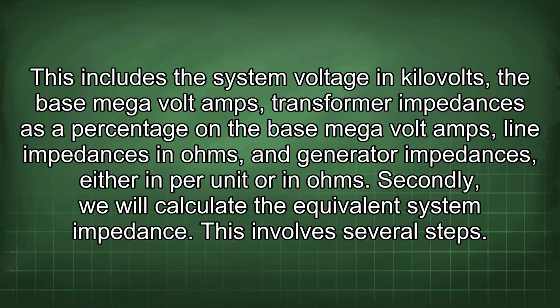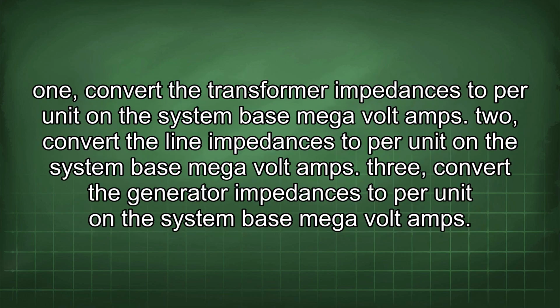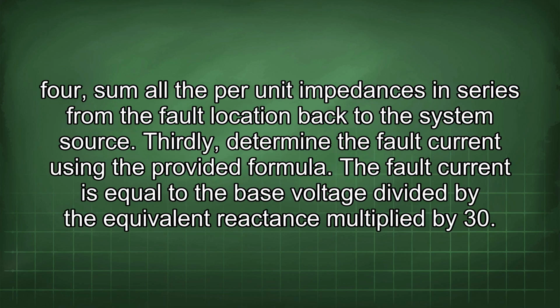Secondly, we will calculate the equivalent system impedance. This involves several steps. 1. Convert the transformer impedances to per unit on the system base megavolt amps. 2. Convert the line impedances to per unit on the system base megavolt amps. 3. Convert the generator impedances to per unit on the system base megavolt amps. 4. Sum all the per unit impedances in series from the fault location back to the system source.